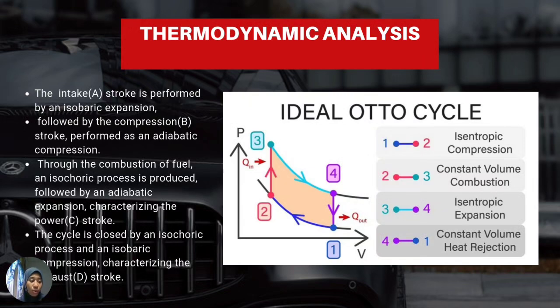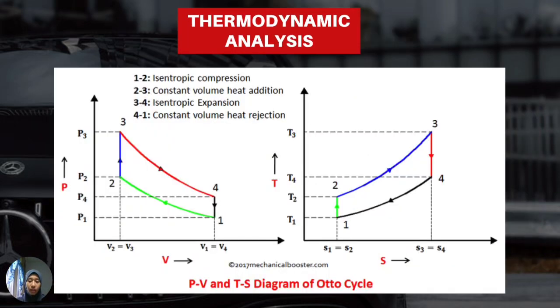From this analysis, we can find the thermal efficiency of the Otto cycle, which is equal to 1 minus 1 over r to the power of k minus 1, where r is the compression ratio and k is Cp over Cv. So we could continue with the PV and TS diagram of the Otto cycle. In SI engines, the compression ratio is limited by auto-ignition or engine knock.